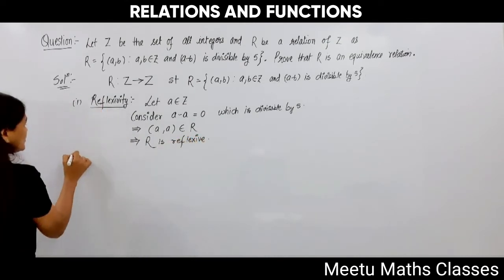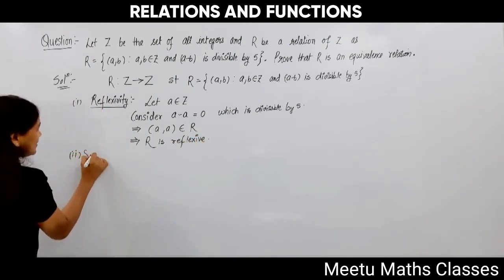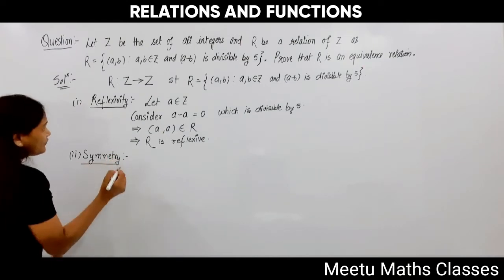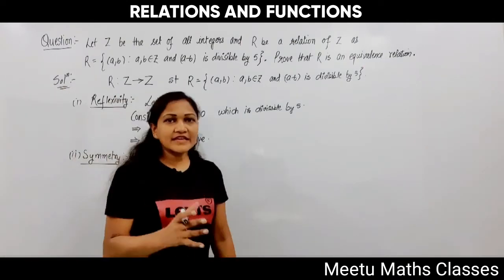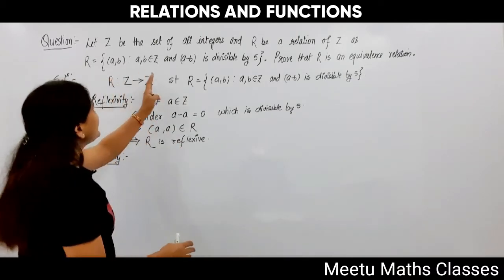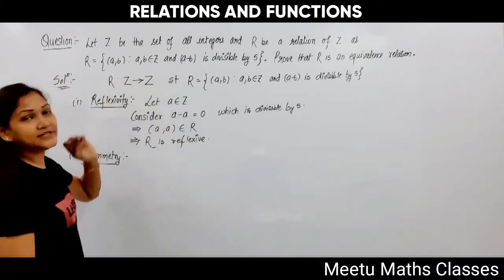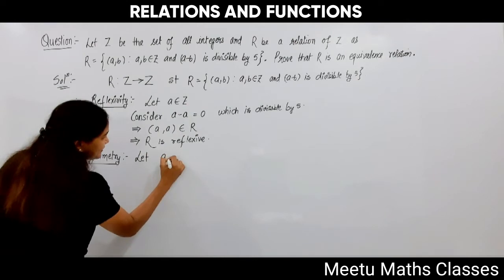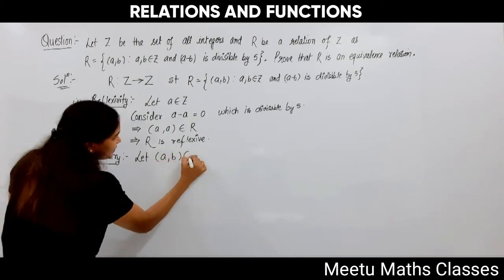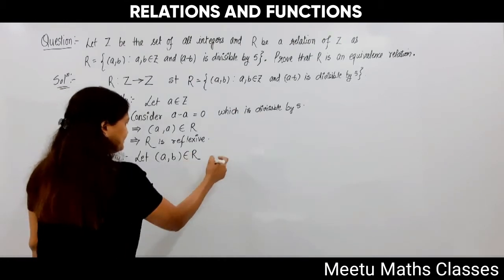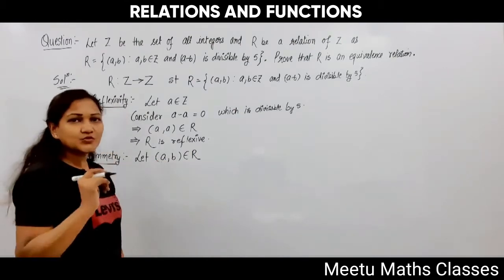Okay. Now you are going to check your relation for symmetry. Now for symmetry, आपका एक रिलेशन सिमेट्रिक कब होता है? जब if a is related to b, then b must be related to a. So let a be related to b. So (a, b) belongs to this relation. So we are supposed to check whether b is related to a or not.